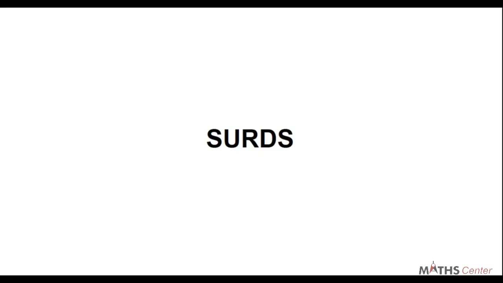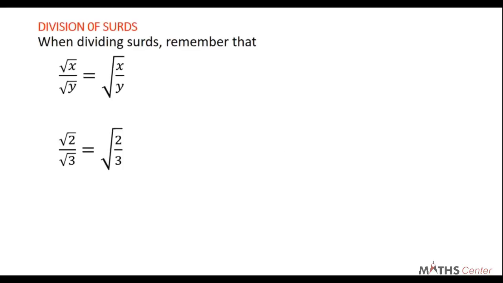We are on the topic surds. In the previous video, we looked at multiplication of surds. In this video, we are going to look at division of surds. So how do we divide surds? When dividing surds, we have to remember that if you have square root of x dividing square root of y, is going to give us square root of x divided by y.